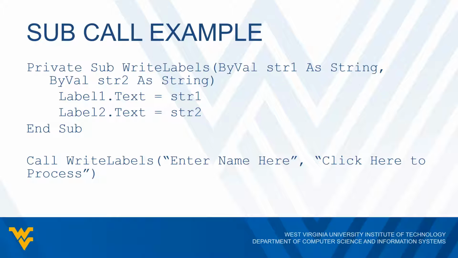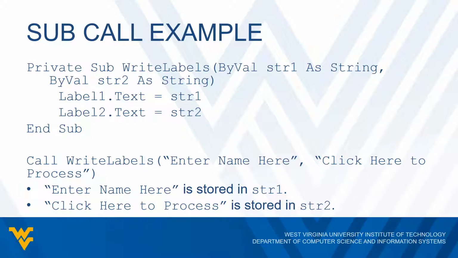So what's going to happen here is that "enter name here" is going to be stored in str1 whenever we call this sub procedure, so that gets copied into str1. And then "click here to process" would be stored in str2. And we see that this will work because the number of arguments matches the number of parameters, both have 2. And the types would match because both arguments are strings and both parameters are strings.